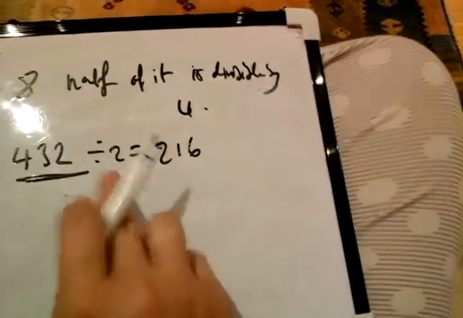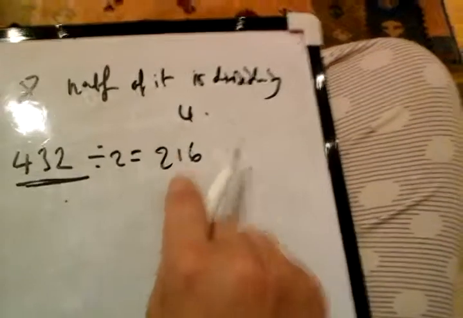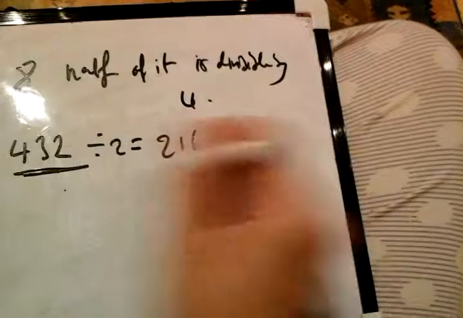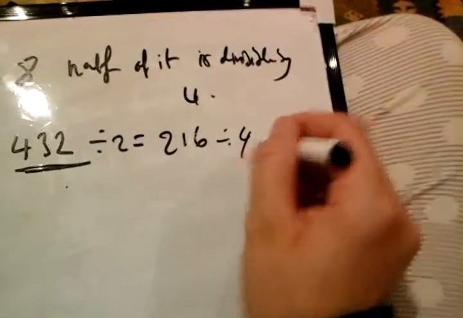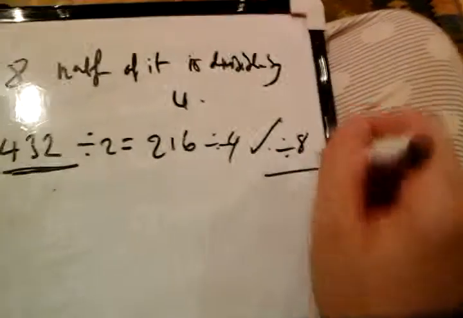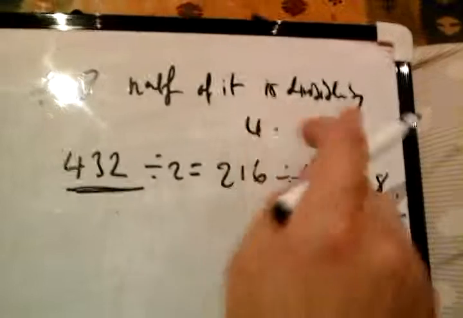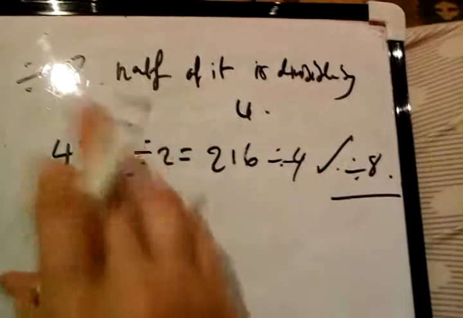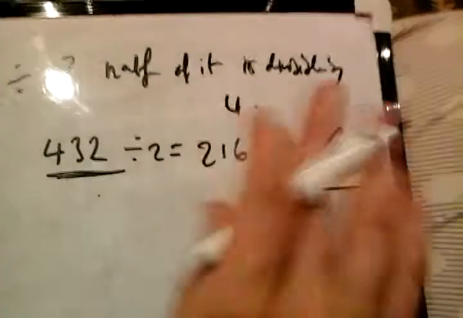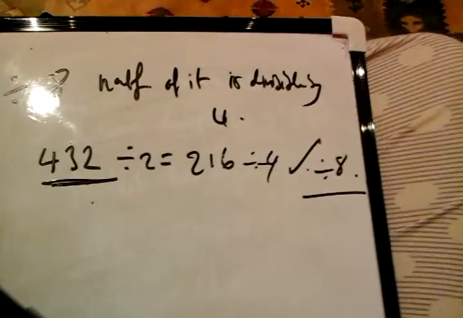So now half of it is divisible by 4. Can you divide this answer by 4? Let's try, and they actually can. So you can divide it by 4. So that means you can also divide it by 8. That's what it means basically. So half the answer, and then if you can divide that by 4, then that's it. It's divided by 8 as well.